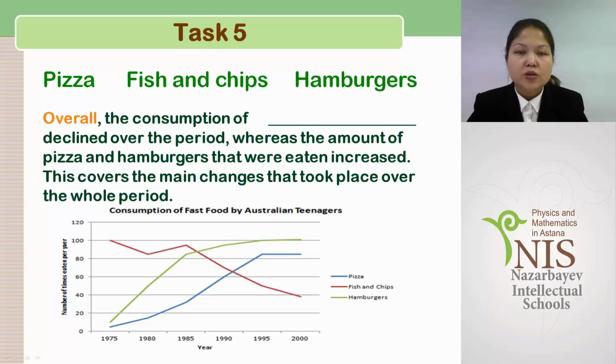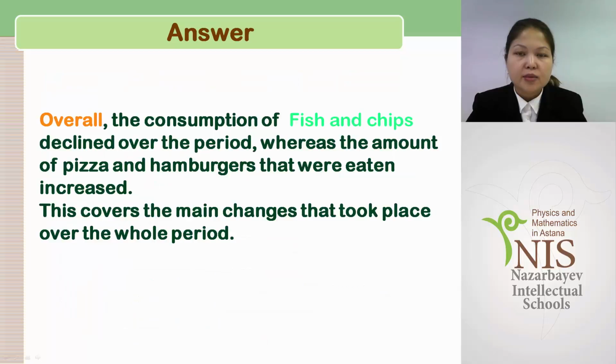So you need to put in the missing word in this part of writing task 1. Overall, the consumption of declined over the period, whereas the amount of pizza and hamburgers that were eaten increased. This covers the main changes that took place over the whole period. So you need to here to look at the main points in this graph. Of course, it was fish and chips that declined over the period.